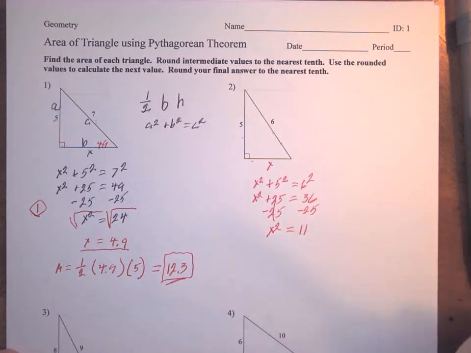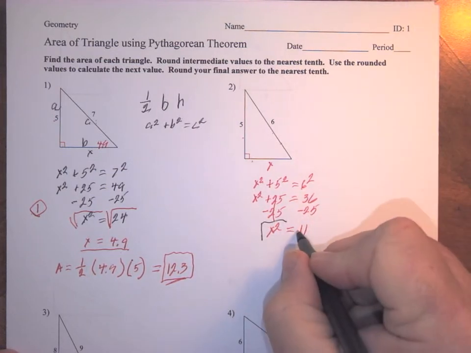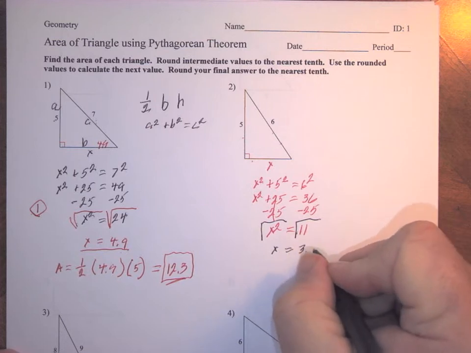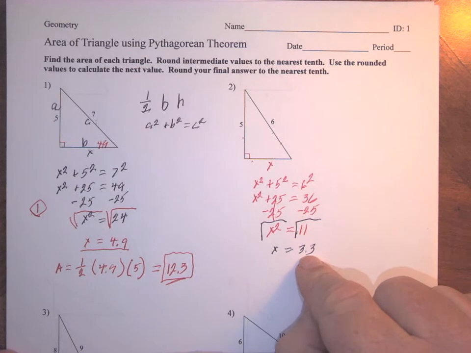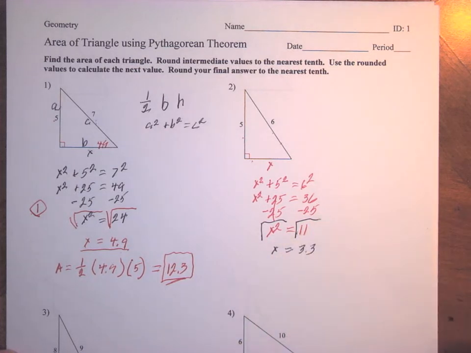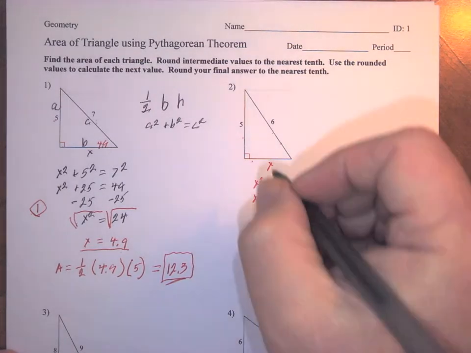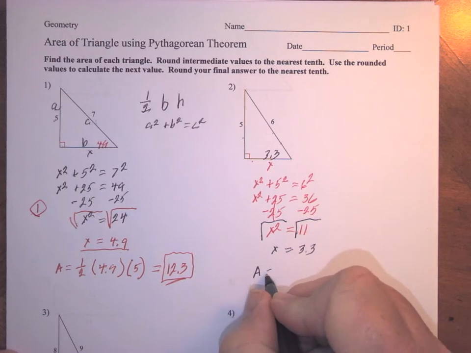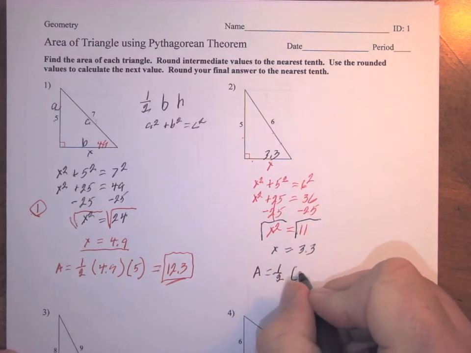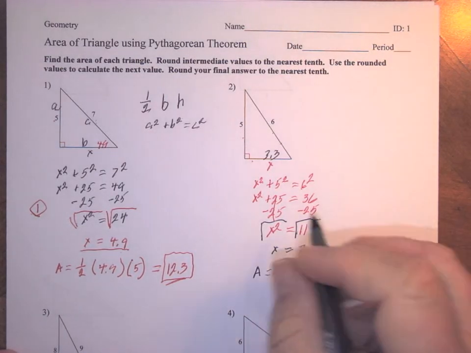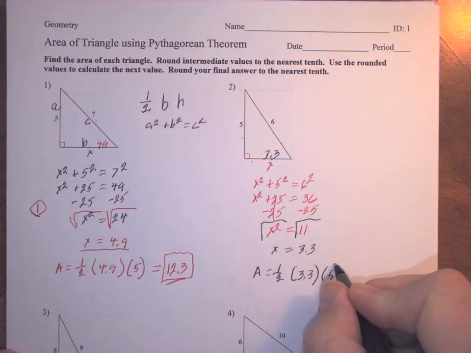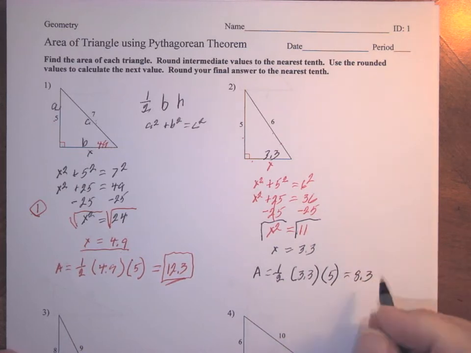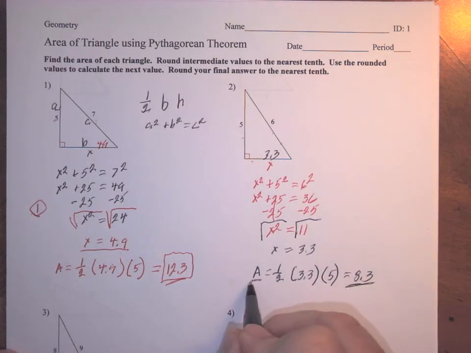Okay. And if we take the square root of x squared and the square root of 11, we get x is equal to 3.3. Okay? And you know that's probably right because 3 squared would be 9 and 4 squared would be 16, so it's going to be somewhere in between them. But now we know what our base is, which is 3.3. Okay? So we just put in our area formula. The area is equal to 1/2 the base, 3.3, times the height, which is 5. And if you do the arithmetic there, you end up with a number equal to 8.3. And that is the answer to our problem because that's the area that we're looking for.